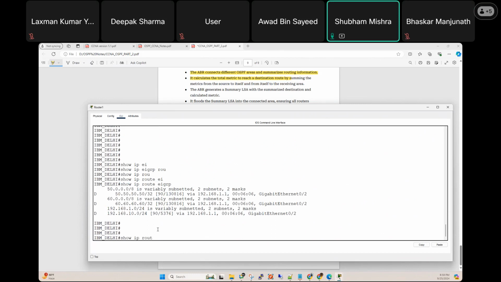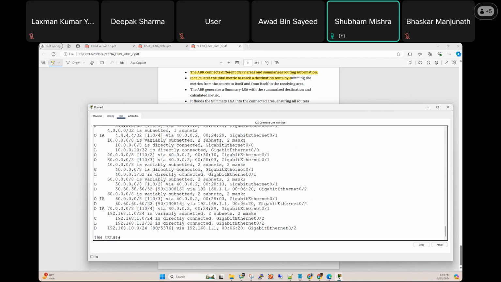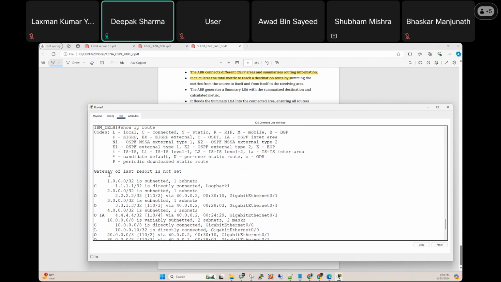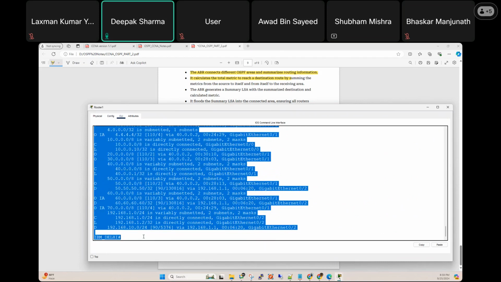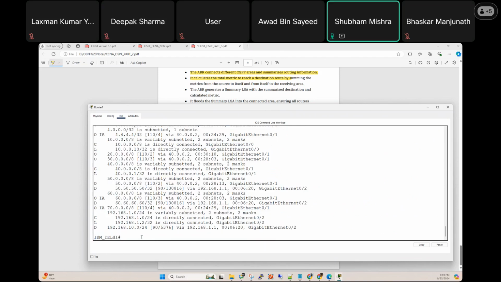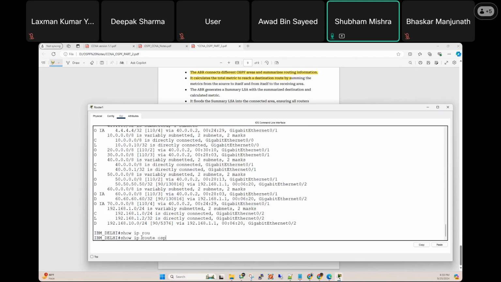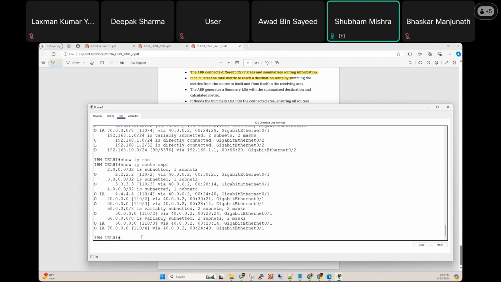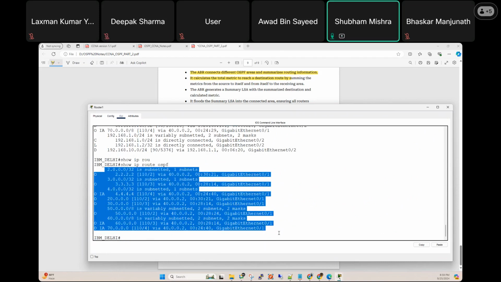For example, if you want to check the IP route, this is the local routing table. And if you want to check the routing table of any protocol, you can write IP route and then the protocol name, OSPF. Are you getting my point, everyone? Here you will get the information about only those routes which belong to OSPF only. Understand?